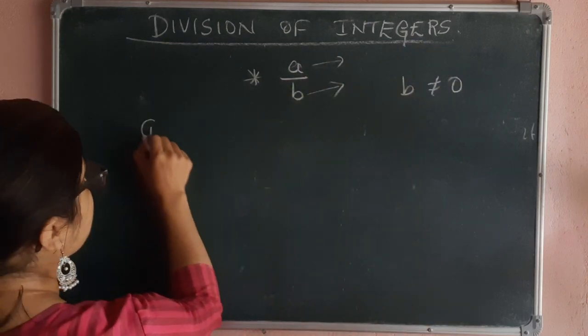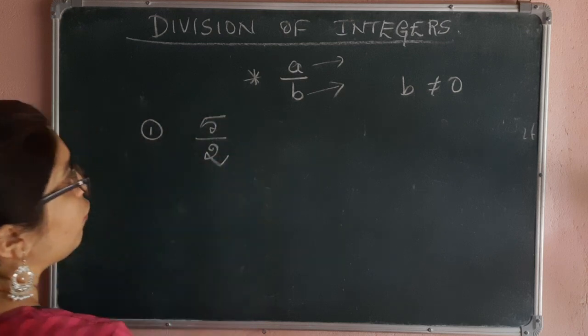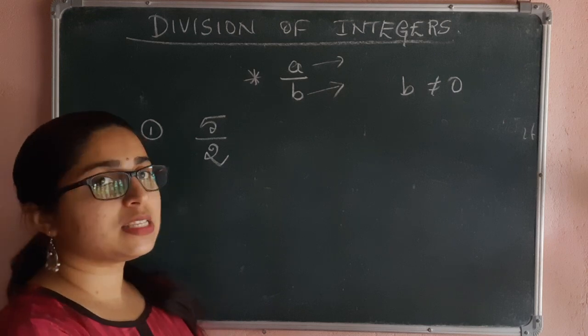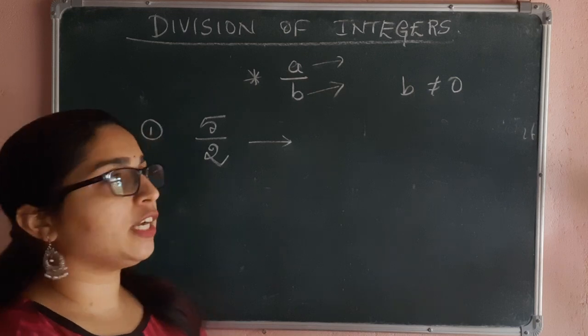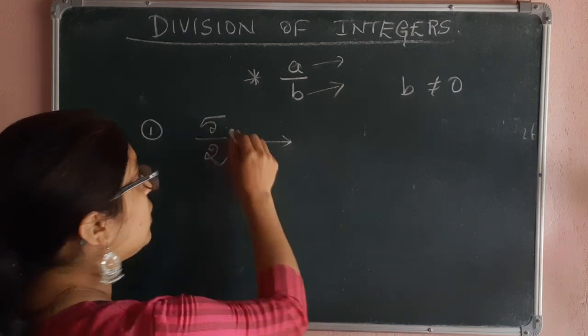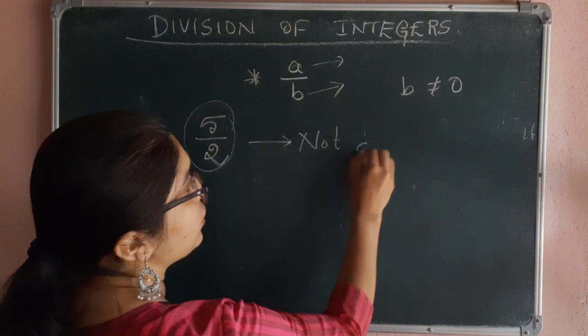So first let me consider 5 divided by 2. 5 divided by 2 gives 2.5. But that is not an integer, right? 2.5 is not an integer. So 5 by 2 is a rational number. So this is also not an integer.